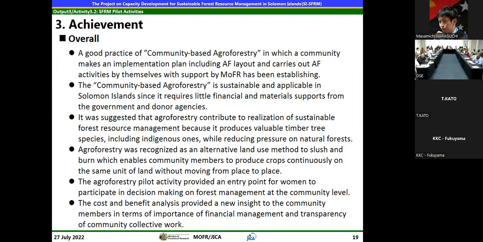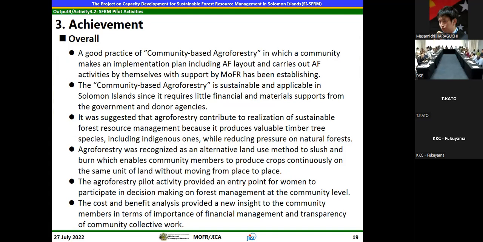Agroforestry was also recognized as an alternative land use method to slash and burn, which enables community members to produce crops continuously on the same plot of land, rather than moving from one plot to the other, which takes up land space and diminishes forest. The agroforestry pilot activity provided an entry for women to participate in decision making.